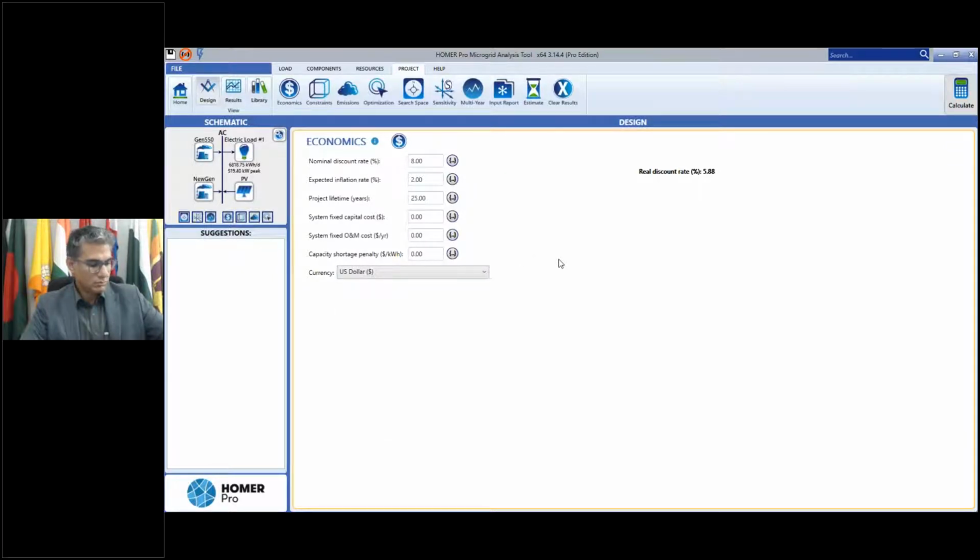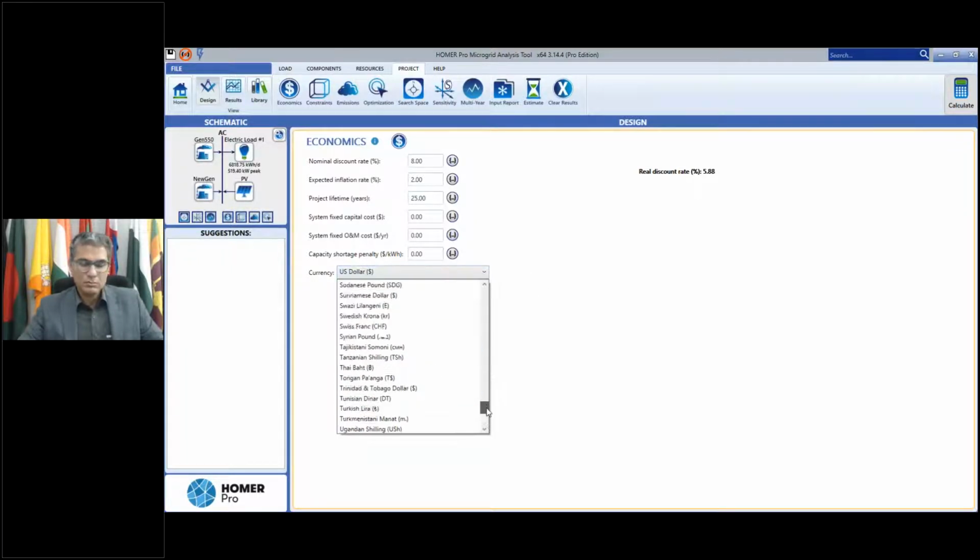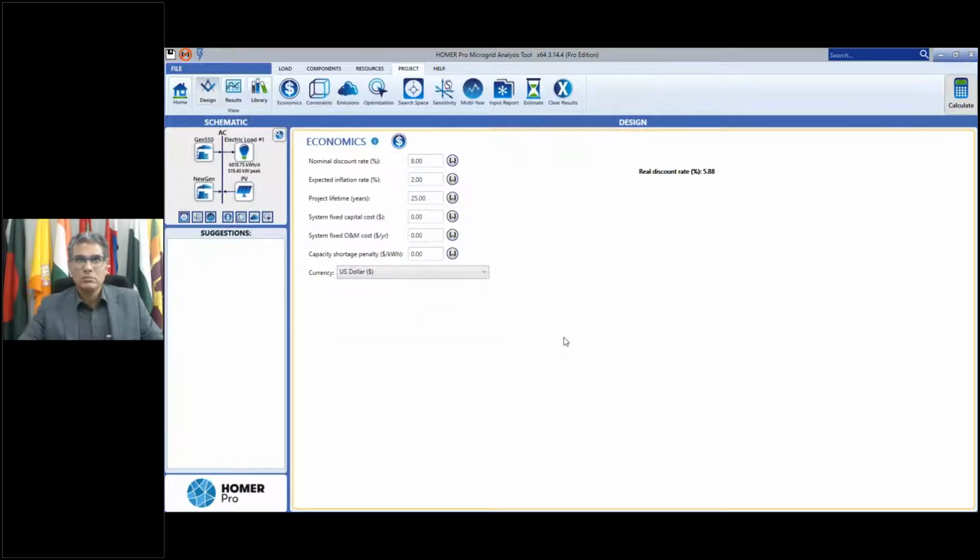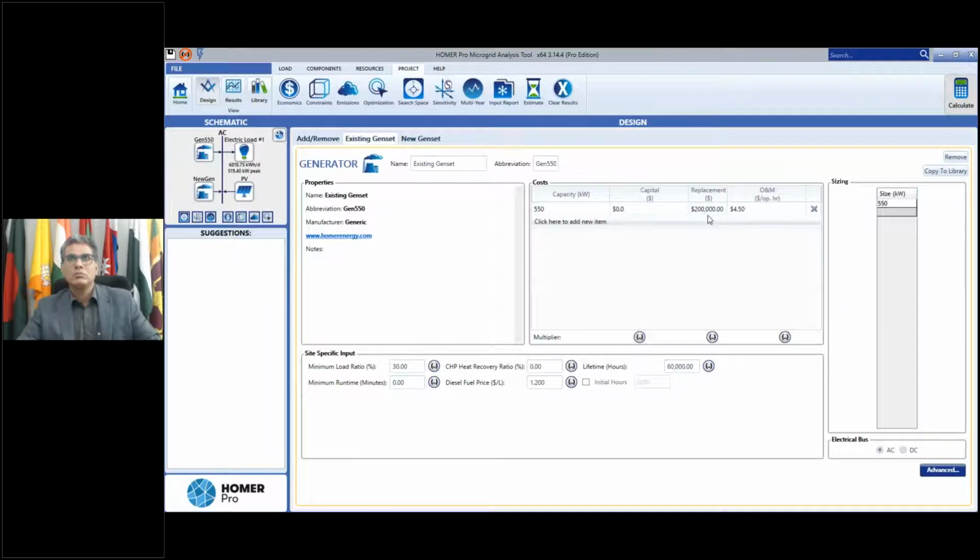Well, you can use any currency you want, but you have to be careful, because if you switch to a different currency, you have to make sure everything is in that currency. It's easy to make a mistake there. You have to absolutely make sure that you've changed all of the numbers. You have to check every component, including up here in the economics, where the system fixed capital costs and system fixed O&M costs have to change as well. You can't use two currencies in the same model. So it's totally fine to change the currency, I just have to check that you're consistent throughout the software with the new currency.